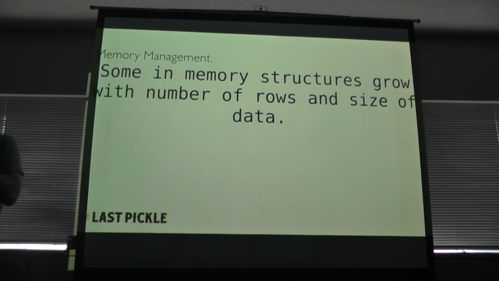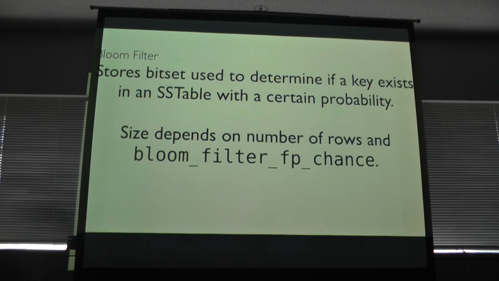To start with, let's look at memory management. There are a number of structures in Cassandra that grow with the number of rows and the size of the data on each node. Bloom filters, as Jonathan discussed this morning, are held in memory, and they are the first point of call when we're doing a read. We look at the Bloom filter to determine if your row key may exist in your particular SSTable.